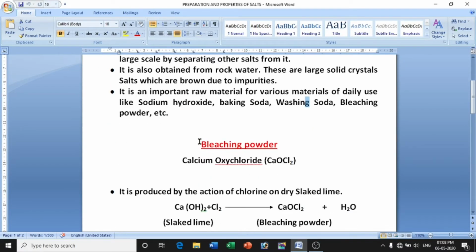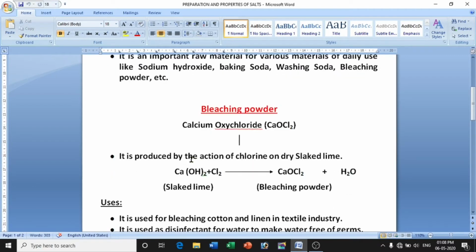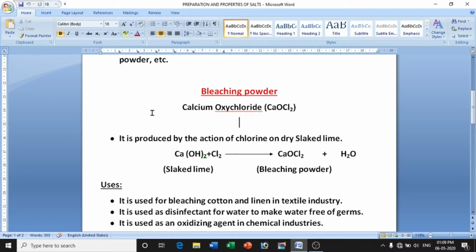Next, moving to the next point, we have bleaching powder, and the chemical name is calcium oxychloride, CaOCl2. Okay, now what is the preparation of bleaching powder? It is produced by the action of chlorine on dry slaked lime. Okay, it is dry slaked lime, and when it is reacted with chlorine, then calcium oxychloride, the bleaching powder, is formed with water. Okay, so this is very much important.